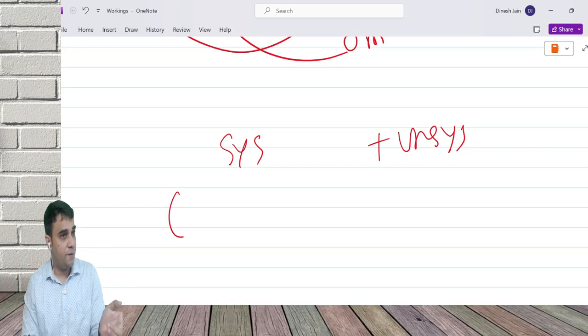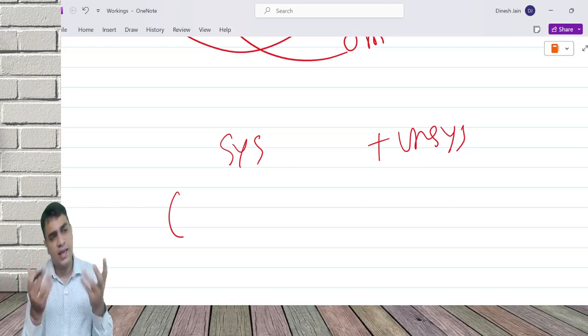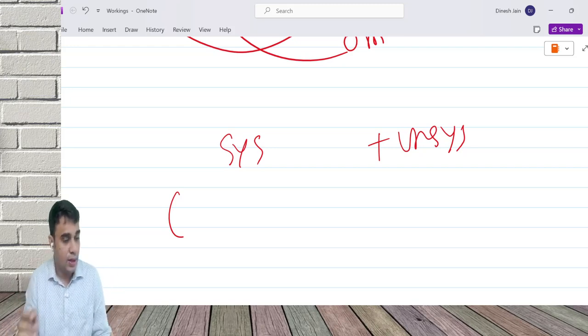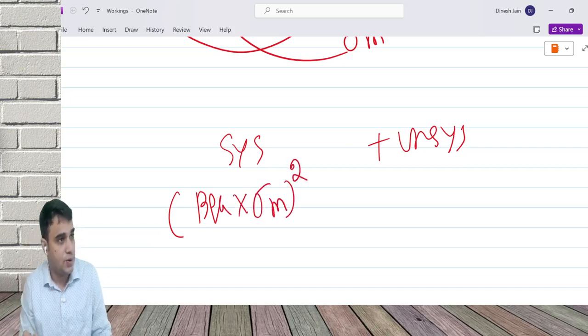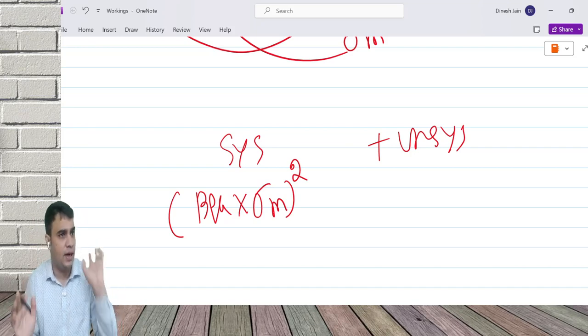Beta into SD of market, or standard deviation of security into correlation with the market. I cannot do standard deviation of portfolio, because that is what I'm trying to calculate. So it is beta of portfolio into sigma m square. Beta is easy to do. Take a weighted average. Then what do I do for unsystematic risk?